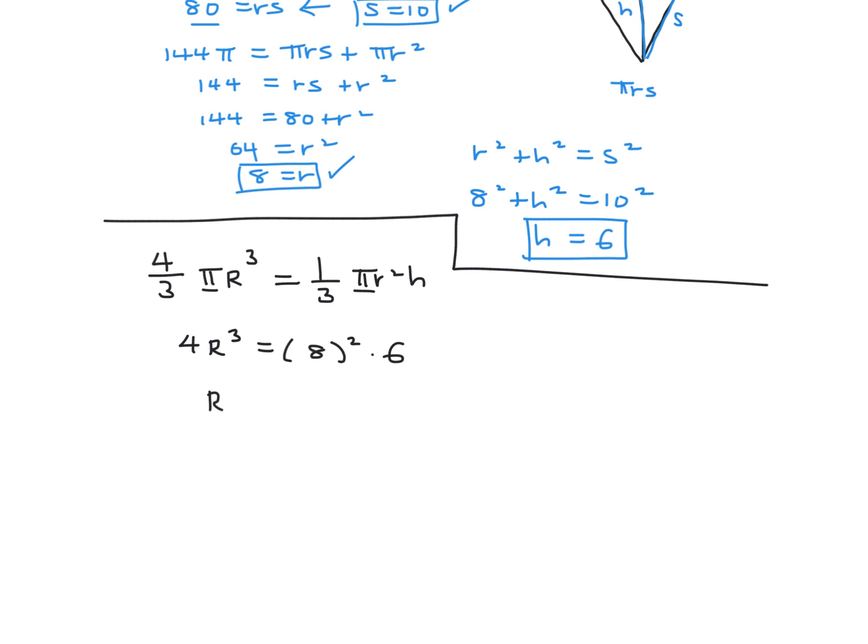Okay, so R cubed looks like 64 divided by 4, which is 16, and 16 times 6, which would be 96. And therefore R would just be the cube root of that. And we have completed the question.